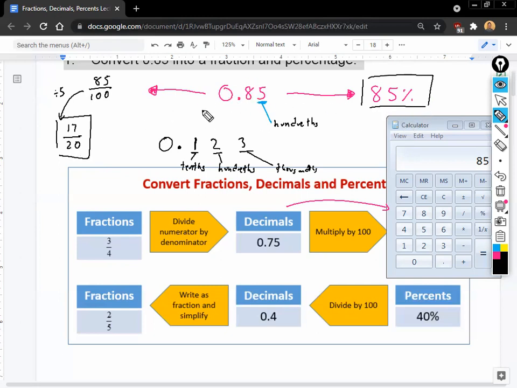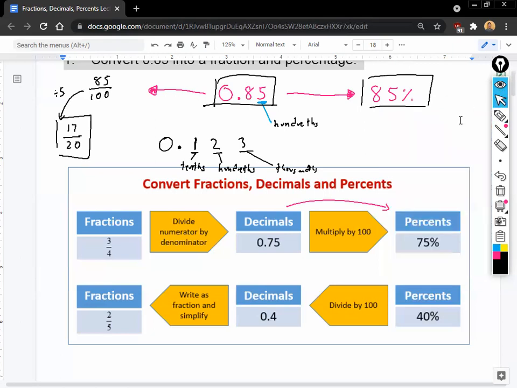Basically, these three numbers are the same thing. It's just different ways of writing the same value. So 0.85 is the same as 85%, and it's the same thing as 17 over 20. Any questions? Pretty easy. Hopefully it's not too bad. So we took the 85 because it's in the hundredths place, the last number. So we put 85 over 100, and then we needed to simplify, so we divided the top and bottom by 5.